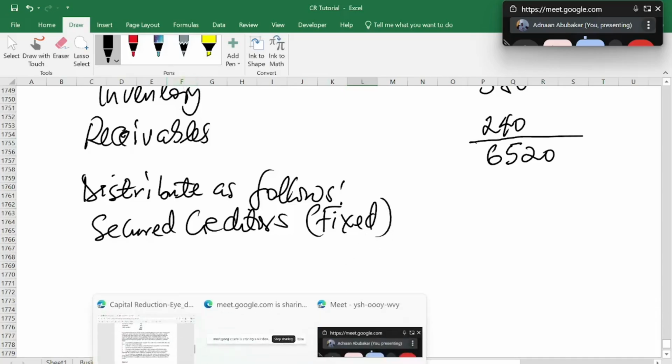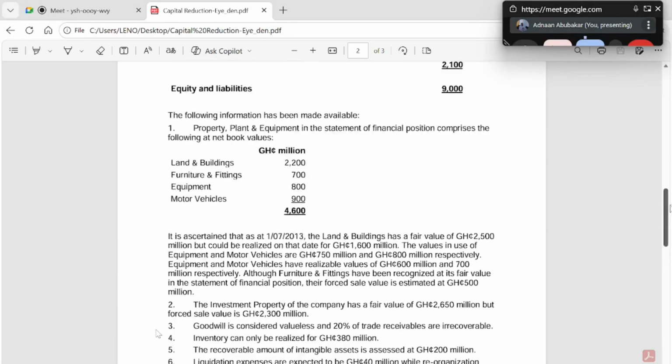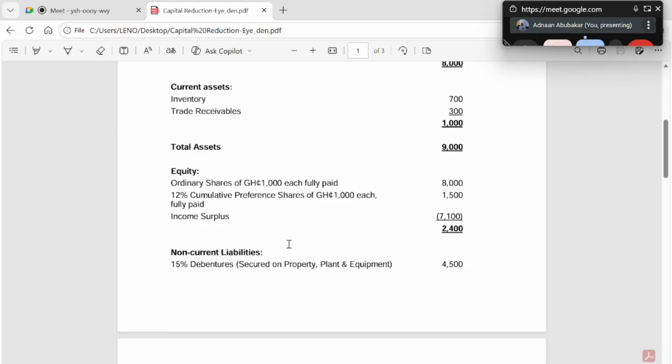Now, go into the question. If you can identify those people who are fixed, go to non-current liabilities. Okay, 15% debenture. Have you seen it? Secured on property. Yes. So when you are confronted with something like this, what do you do? The total is 4,500. So that means property and plant, the total amount of property and plant is 4,000. The debenture is one, the book value is 4,600.